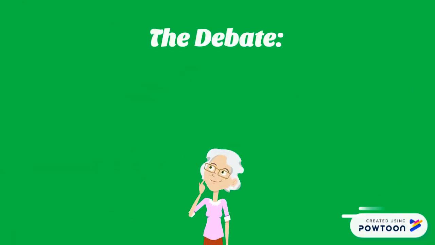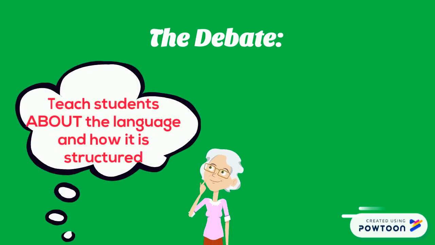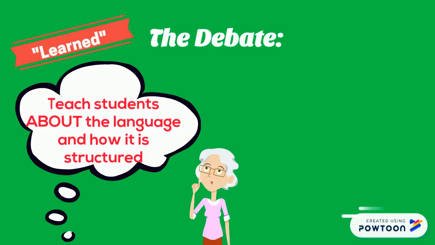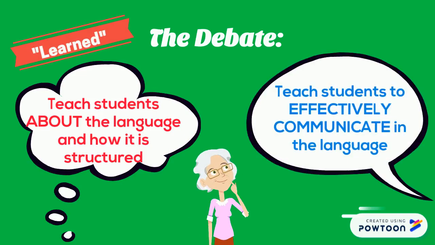On one side of the debate, we have the more traditional approach to language teaching, through which students are taught about the language and how it is structured. Linguist Stephen Krashen named this the learned theory. On the other hand, is the more modern idea that we need to teach students to effectively communicate in the language, rather than focus on the grammatical rules. Krashen named this the acquired theory.